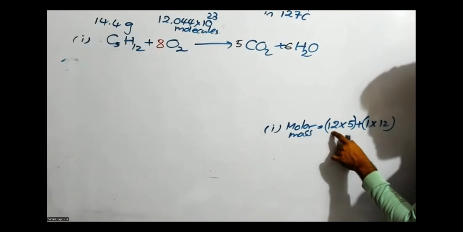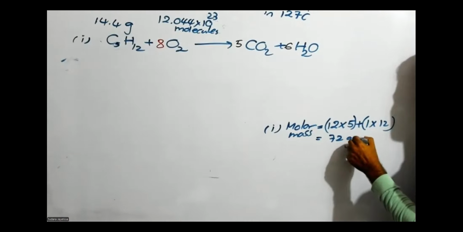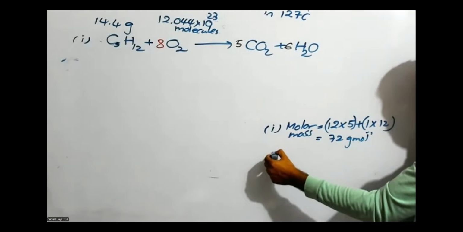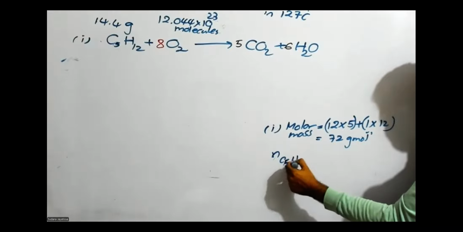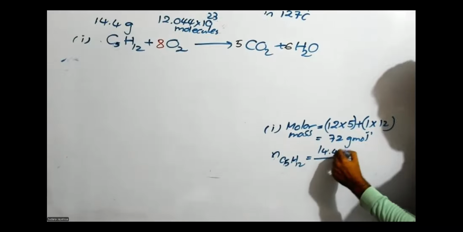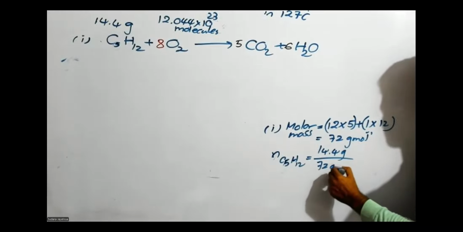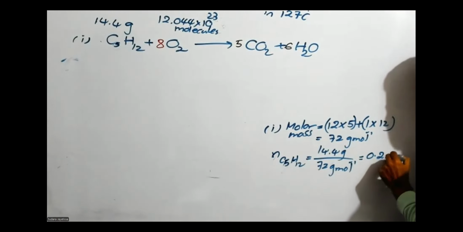12 is the relative atomic mass of carbon. So 72 grams per mole. Then to find the moles of C5H12, you have to divide this mass, 14.4 grams, by 72 grams per mole. So it's divisible. 0.2 moles are there.